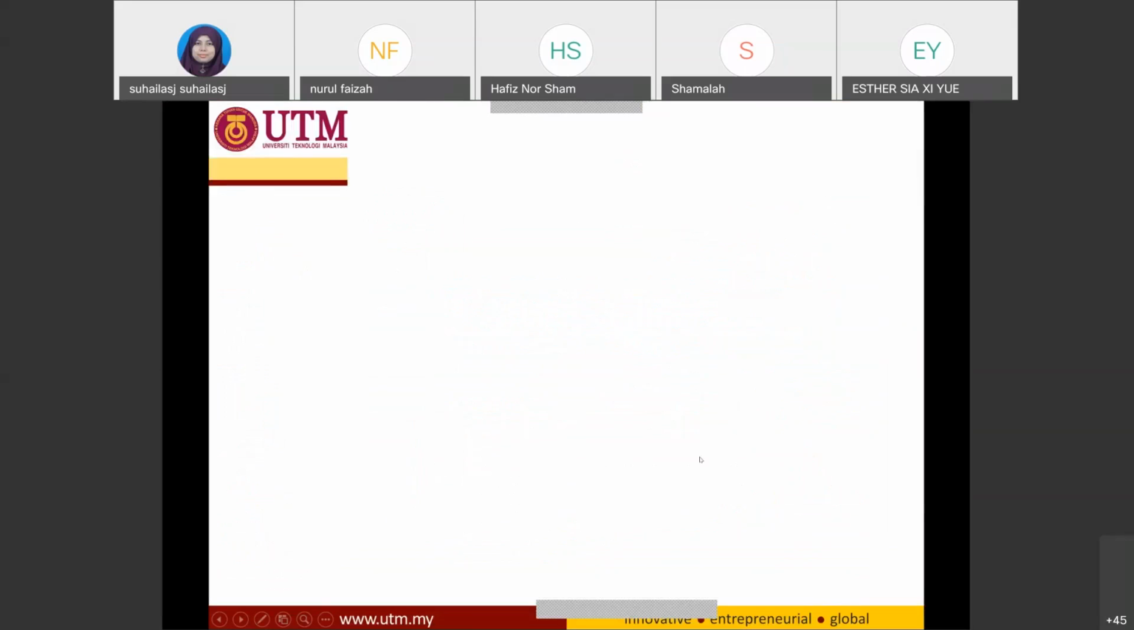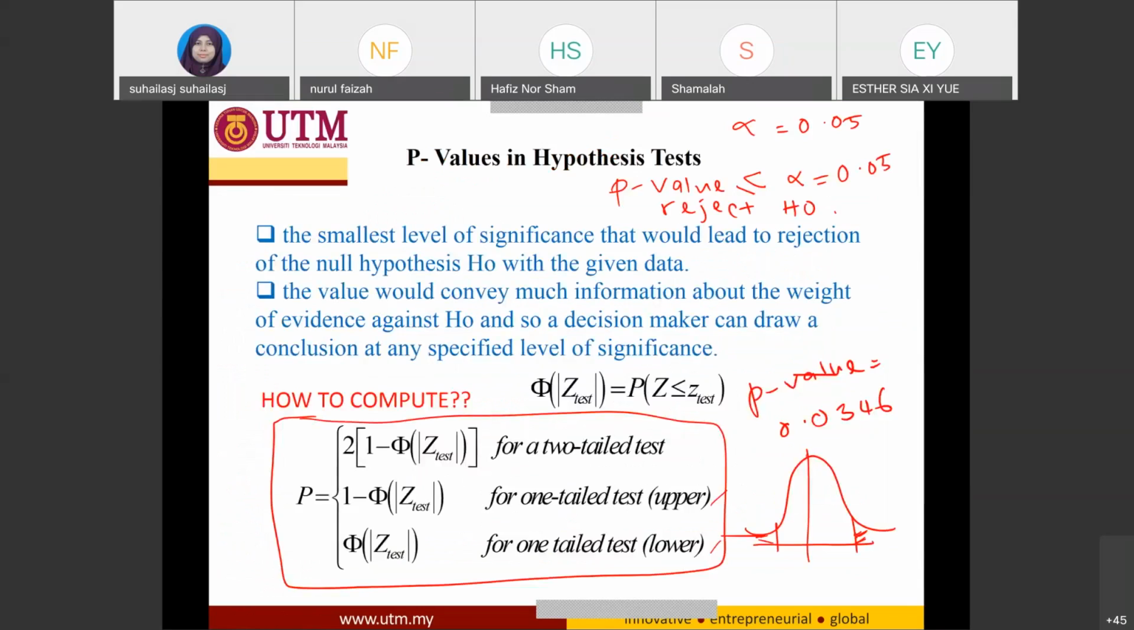Okay, let's say we have your Z test equal to 2.15, and you want to find your P value. But again, it depends on whether it is a two-sided or one-sided test. For a one-sided test, you have to check whether it is the upper or lower tail. For a two-tailed test, that means we will have 2 times (1 minus phi).